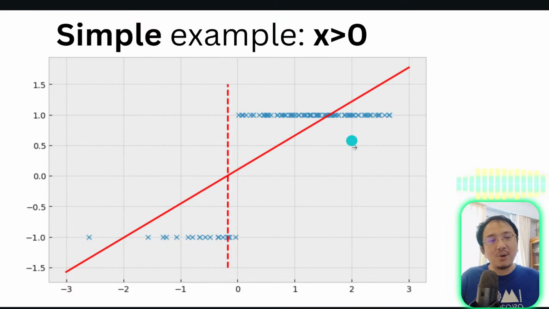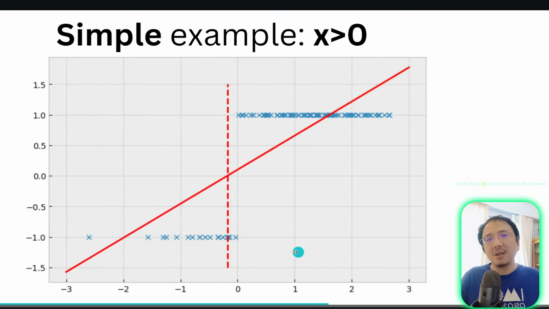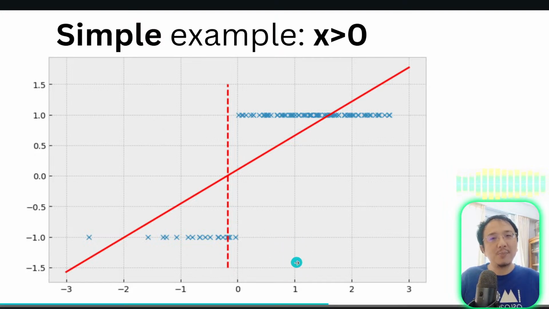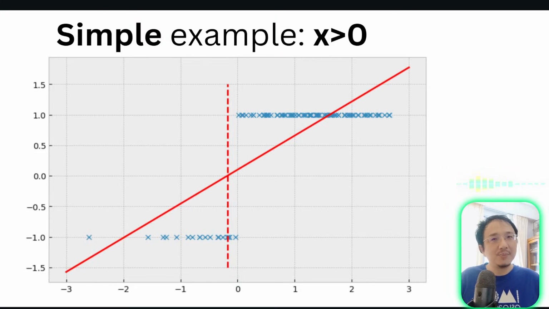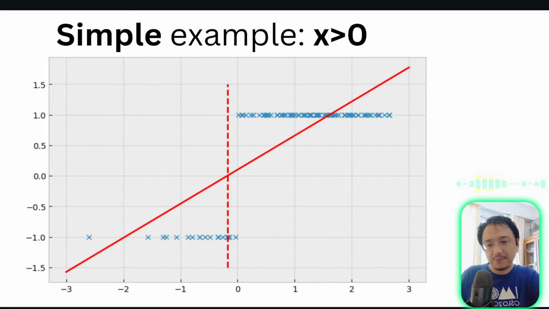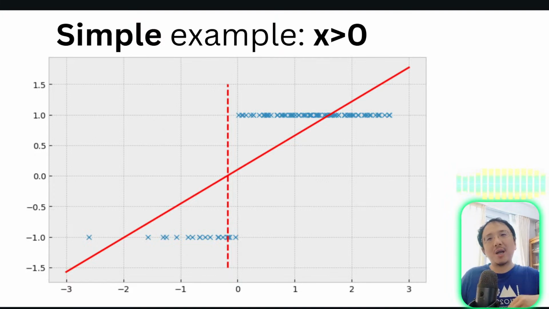This example is so easy because when you give a number, that number is the feature. We simply compare it with 0. We know it is positive or negative. So it is a very, very simple example. But we are just trying to classify it with a linear regressor. So how do we do that?